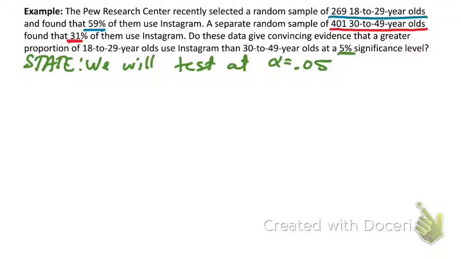The last sentence sounded like, so these data give convincing evidence that a greater proportion of 18 to 29. So the P1 is... There you go.